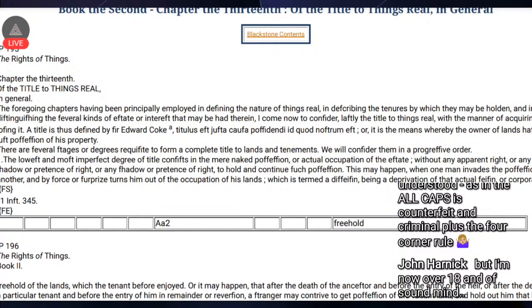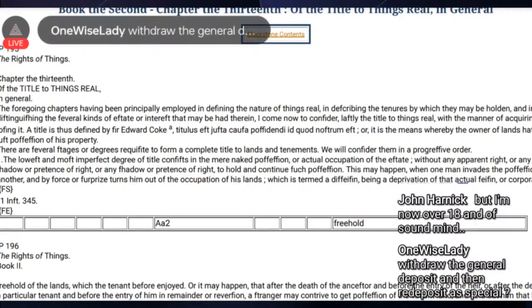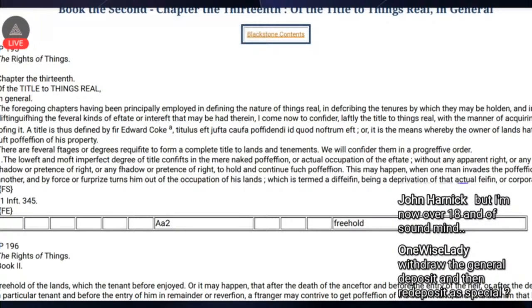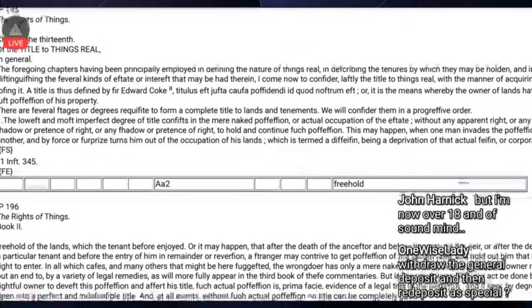Alright, so the most imperfect degree of title consists in the mere naked possession or actual occupation of the estate, without any apparent right, or any shadow or pretense of right to hold and continue such possession. This may happen when one man invades the possession of another, and by force or surprise turns him out of the occupation of his lands, which is termed disseisin, being a deprivation of the actual seisin or corporeal freehold of the lands which the tenant before enjoyed.